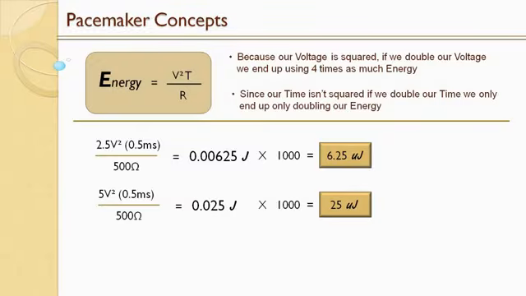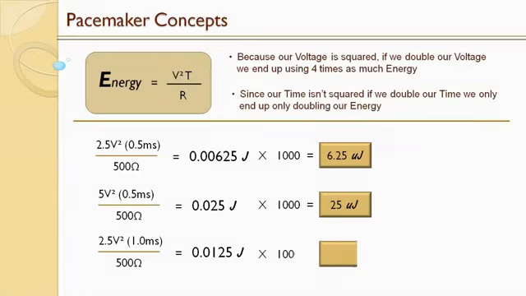Now, if we go back to 2.5 volts, but this time double our pulse width, we would have 2.5 volts squared times 1 millisecond divided by 500 ohms, giving us 12.5 microjoules. So if we look between our first two examples, where we doubled the voltage, we ended up quadrupling the amount of energy used. But when we doubled our pulse width, we only doubled our energy being used.